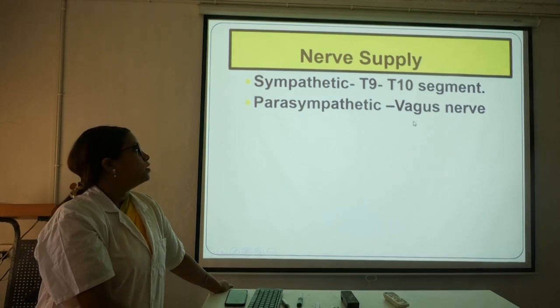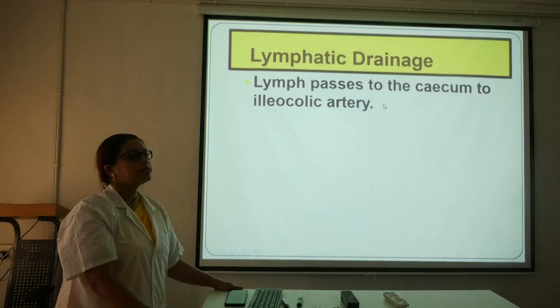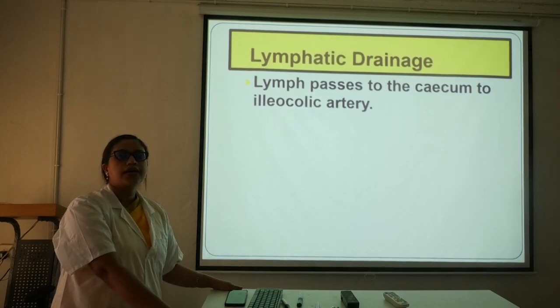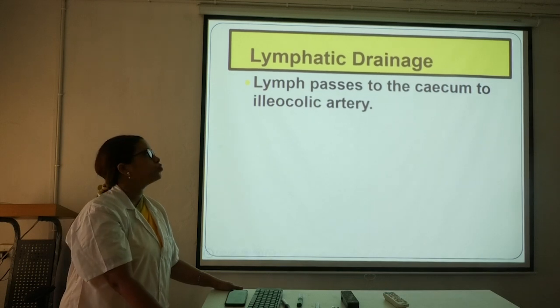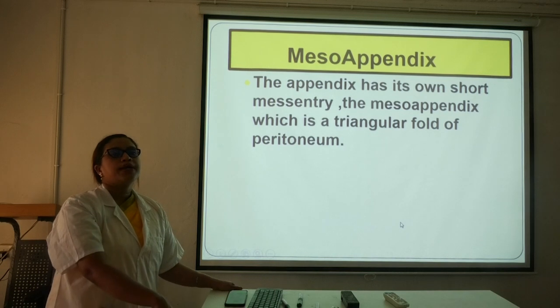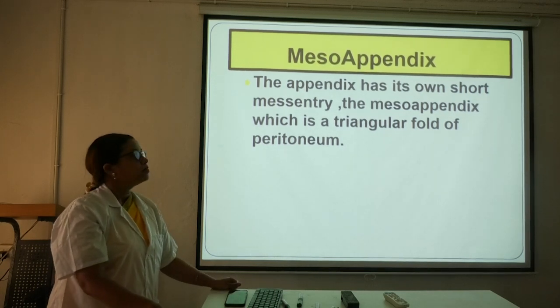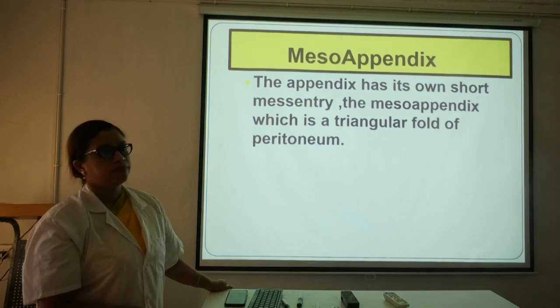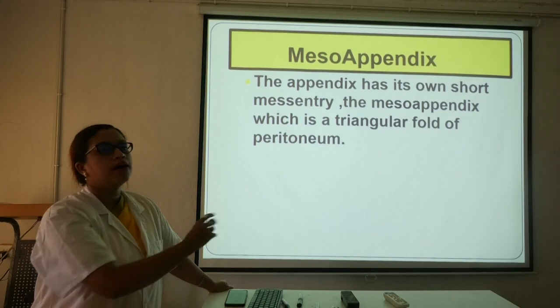Okay, so next one is lymphatic drainage. So it passes through the cecum and ileocolic artery. Okay, lymph nodes will be going over there. Now what is mesoappendix? Mesoappendix means this is the mesentery. Okay, this is the lining mesentery that covers the appendix.